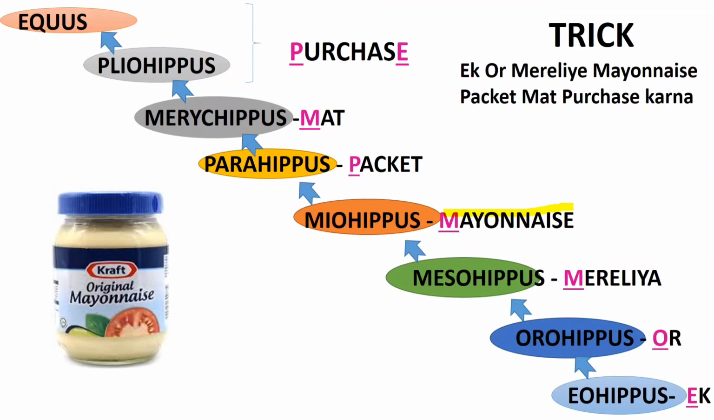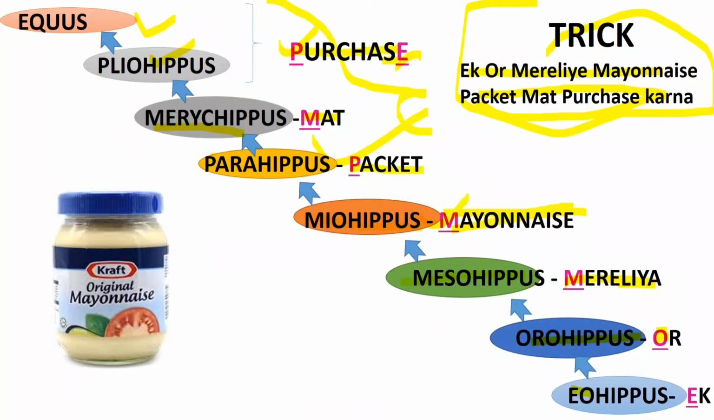So the trick is: "Ek aur mere liye mayonnaise packet mat purchase karna." So from Ek ka E it is Eohippus, from aur ka O it's Orohippus, from mere liye ka M se Mesohippus, from mayonnaise ke M se Miohippus, from packet se P se Parahippus, from mat ke M se Merychippus, from purchase ke P se Pleiohippus, and from E se Equus. So this one trick can help you in remembering the whole evolution of horses.